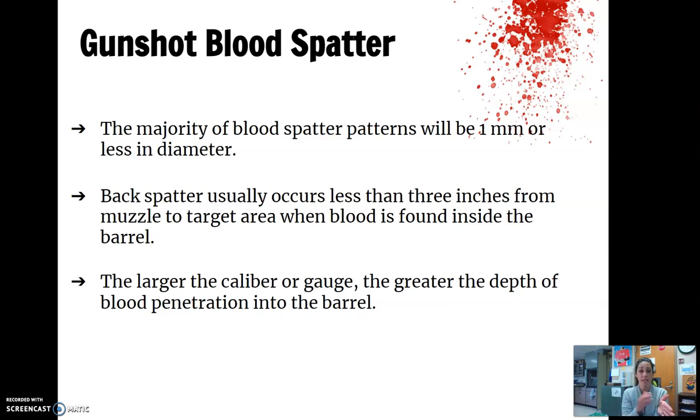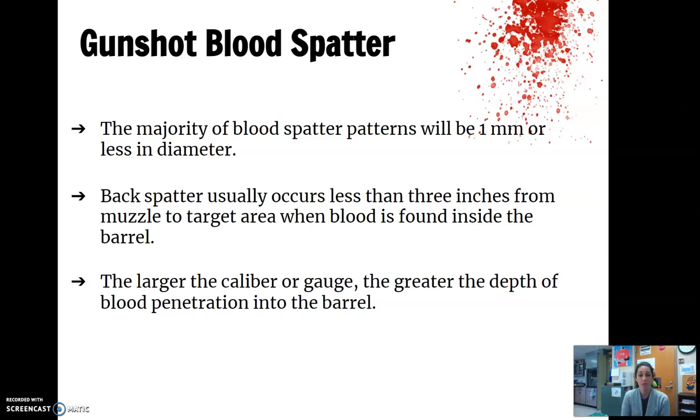That's one of the ways they can tell, if they find the gun, how close the gun was to the person, the victim. And the larger the caliber or gauge of the gun, meaning the more powerful the gun is, the greater the depth, because you have more power from that gun. It's going to push in harder, which means it's going to come back harder and faster as well. So it's going to go farther into the actual barrel of the gun.